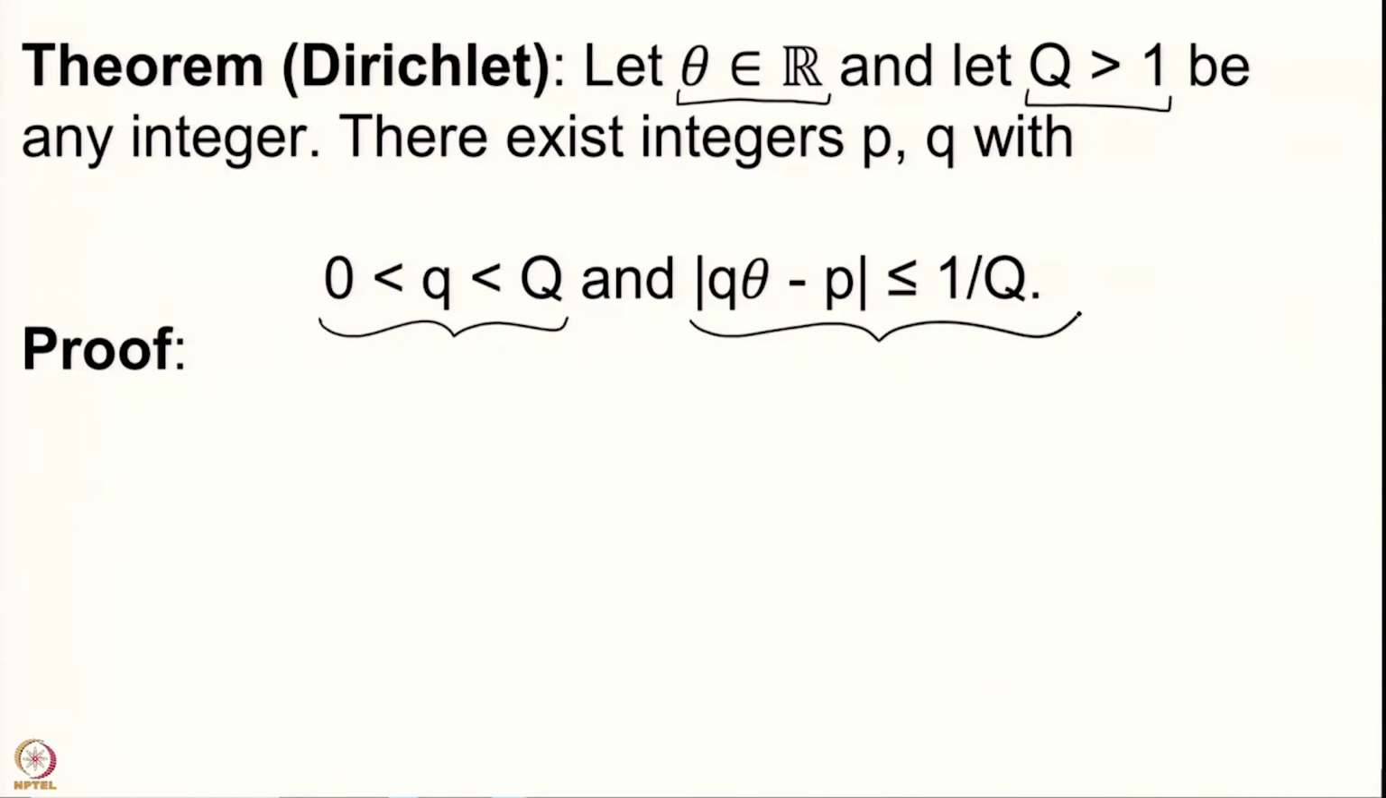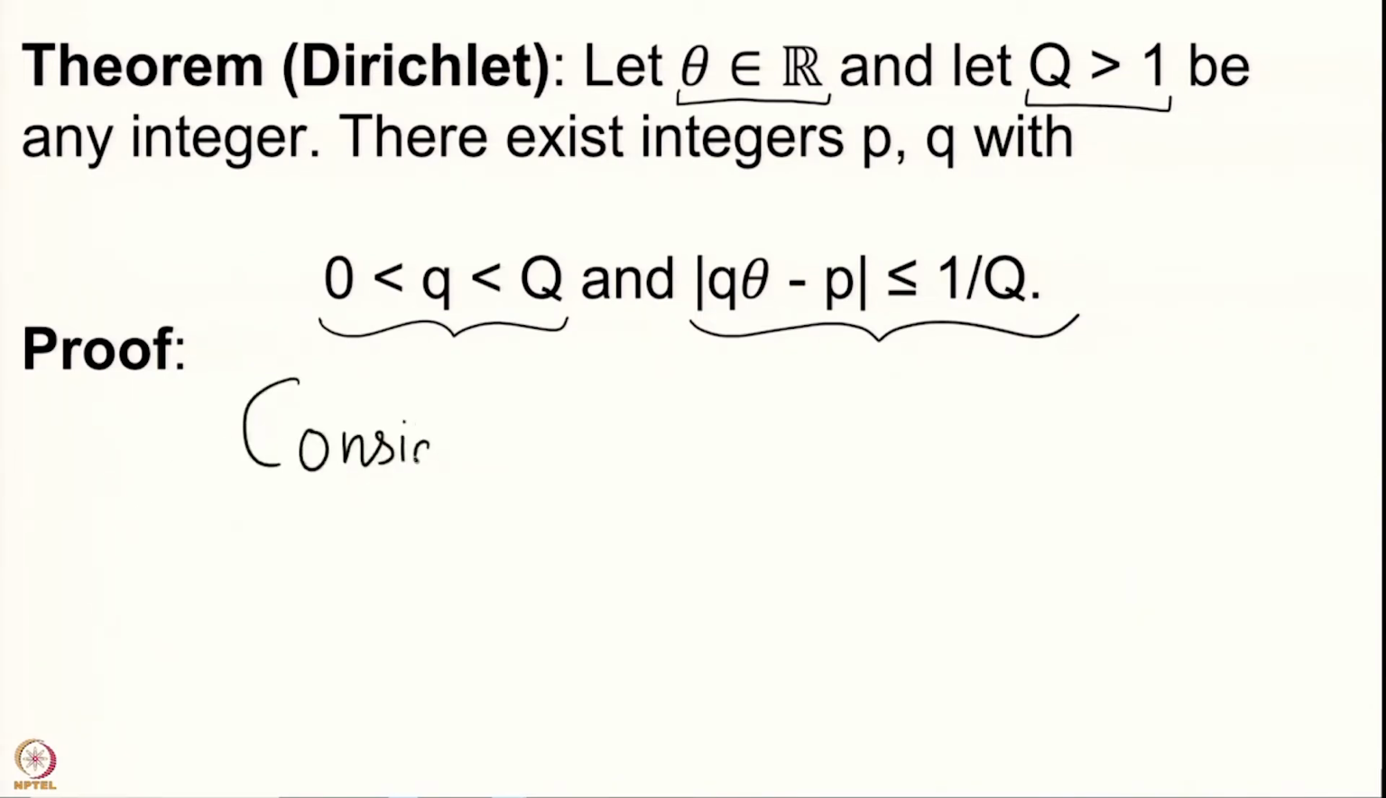So, we want to say that there are these numbers p by q with the property that the denominator q, I am calling q as the denominator, and the reason for that will be clear very soon. So, this denominator is a positive quantity which is strictly between 0 and Q, and moreover mod q theta minus p is less than or equal to 1 upon capital Q, the integer we started with. So, this proof involves one small trick.